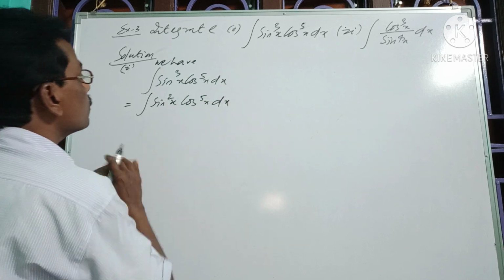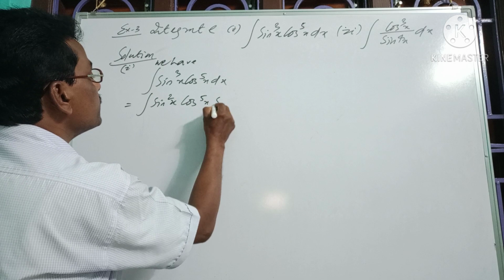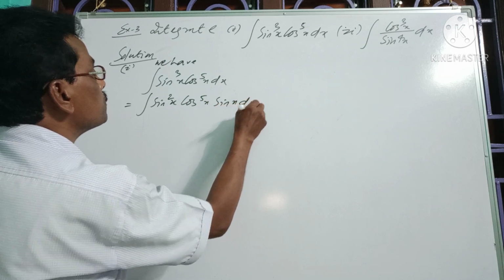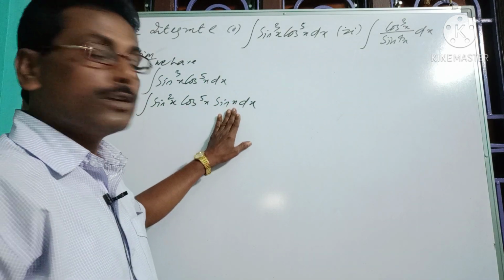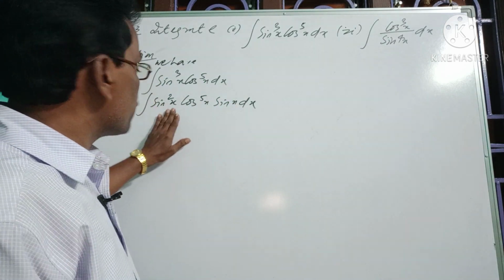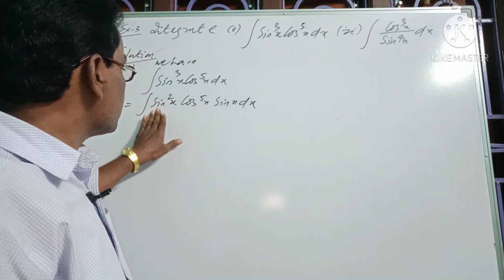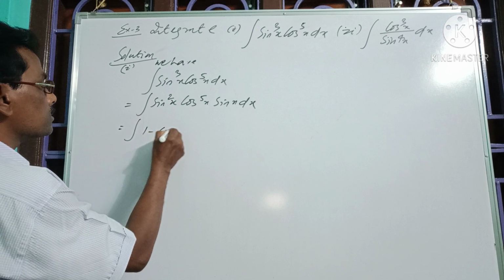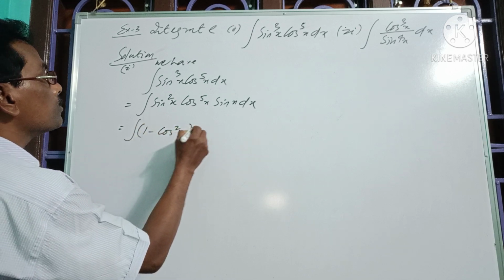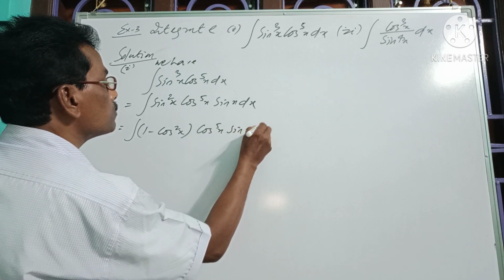So now we have sin square x into cos to the power 5x into sin x with respect to x. So sin cube x is broken into sin square x into sin x. So we got the integration of sin square x into cos to the power 5x into sin x with respect to x. So now breaking sin square x, we have the integration of 1 minus cos square x into cos to the power 5x into sin x with respect to x.